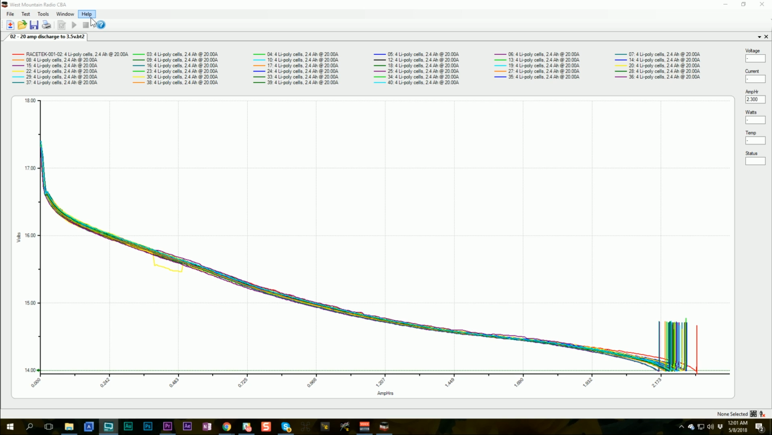Now I discharged the battery at 20 amps, and the reason I did that was because I thought if you discharge the battery at just like 1 or 2 amps, you're not really working it. So I wanted a discharge that would work the battery, but I didn't want to discharge at like 80 amps that could damage the battery. And I settled on 20 amps. It's a 2.4 amp hour pack, so we're at about 10C discharge rate.